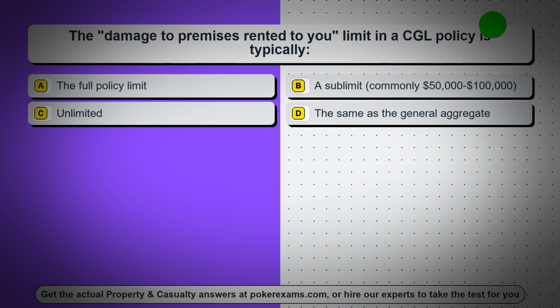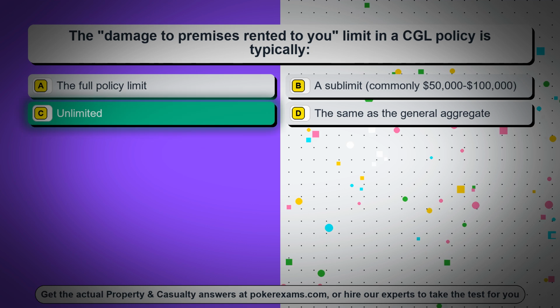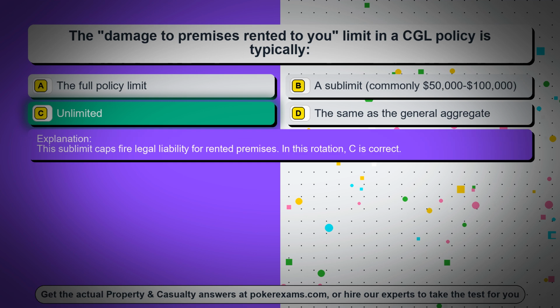Question 54. The damage to premises rented to you limit in a CGL policy is typically, option A, the full policy limit, option B, a sublimit, commonly $50,000 to $100,000, option C, unlimited, option D, the same as the general aggregate. The correct answer is option C, unlimited. This sublimit caps fire legal liability for rented premises. In this rotation, C is correct.